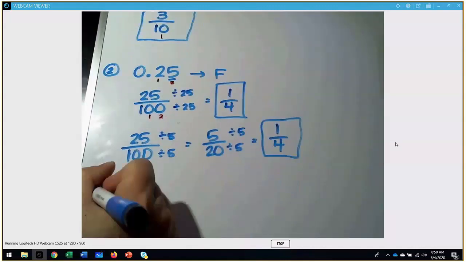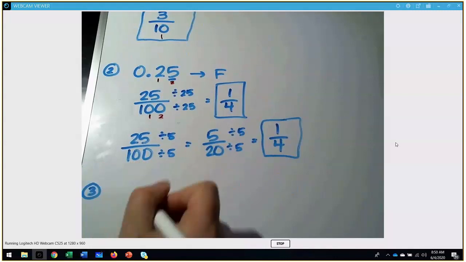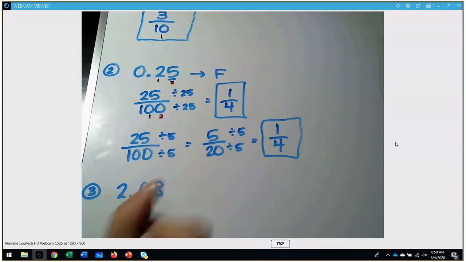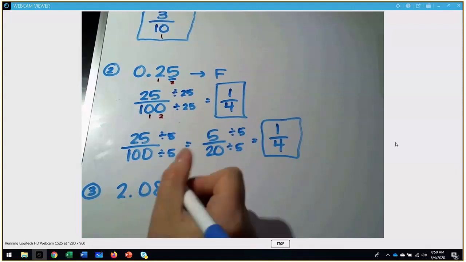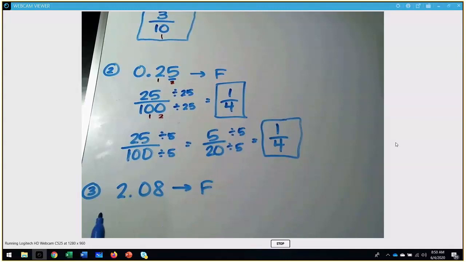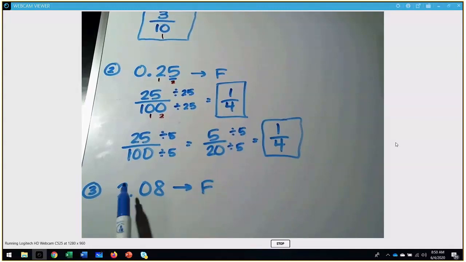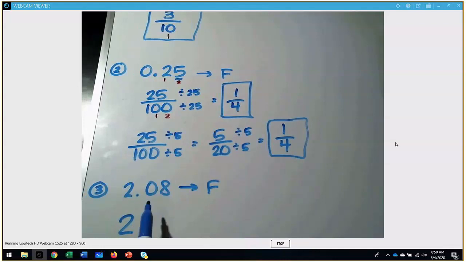Okay, next one is 2.08. And they want that in fraction form as well. So now here you do have something to the left of your decimal. That means you're going to end up with a mixed number. So you leave the 2 off to the left, and then everything else is the same as far as the steps that you take. Numbers to the right go in the numerator, and the place value of your last digit is your denominator.